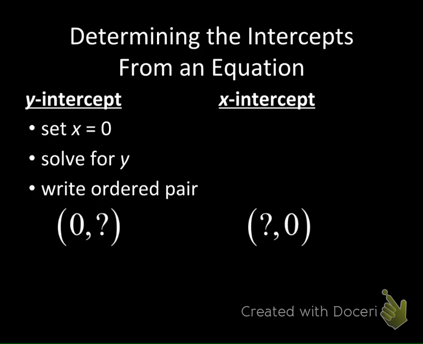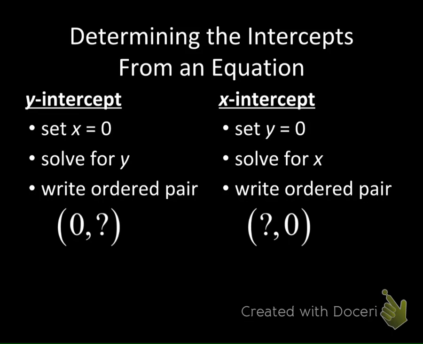So then this goes on the bottom here. So then for the x-intercept, what do you think the first bulleted point's going to say? Set y equals 0. Then what? Solve for x. Then write the ordered pair, which is already there for you.